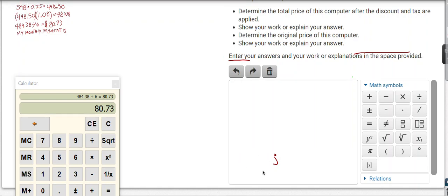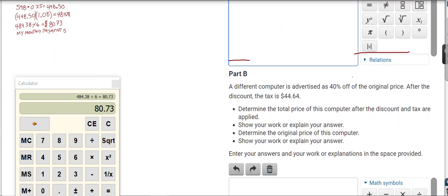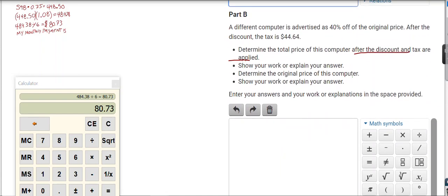All right, so in my part B, I think I scrolled down a little too far. Okay, there we go. Part B.